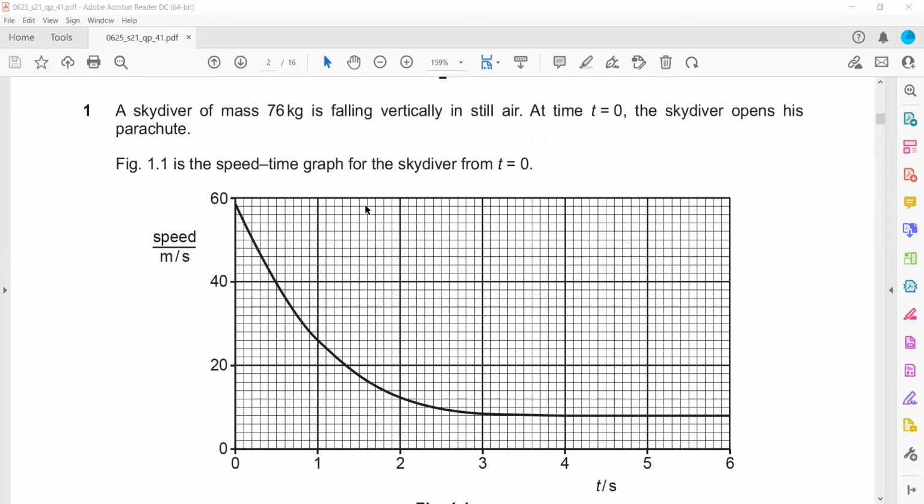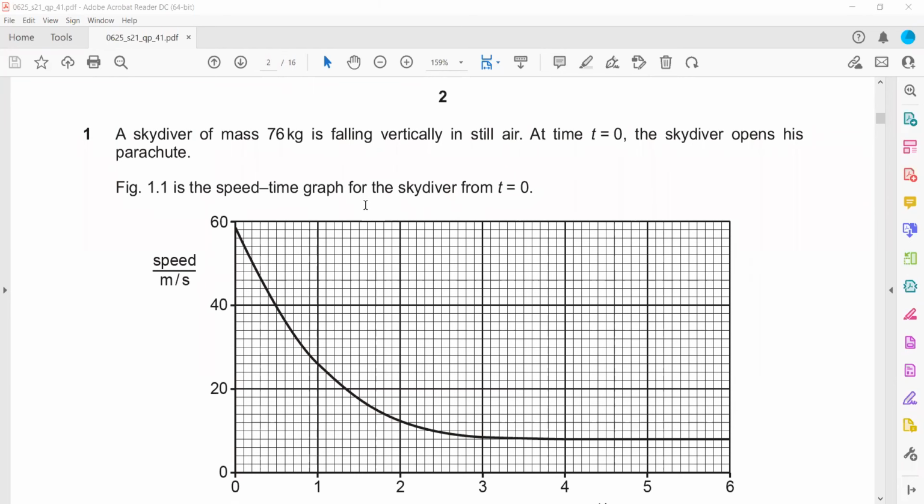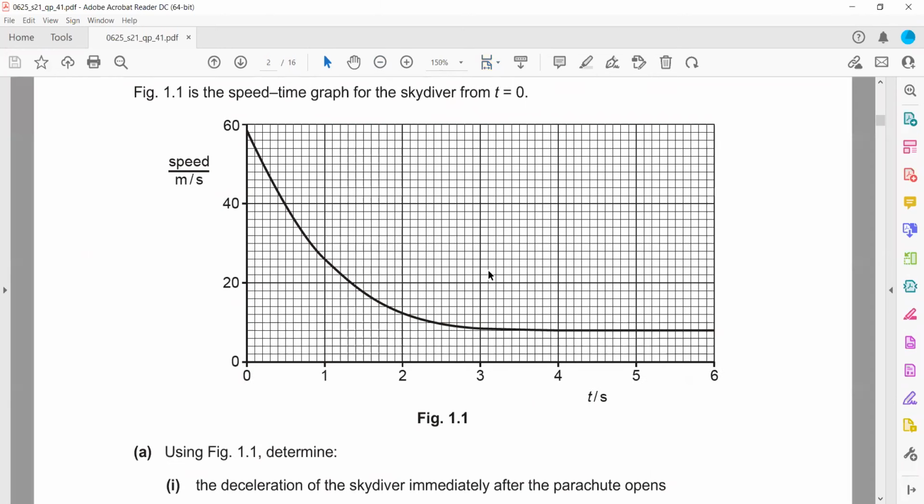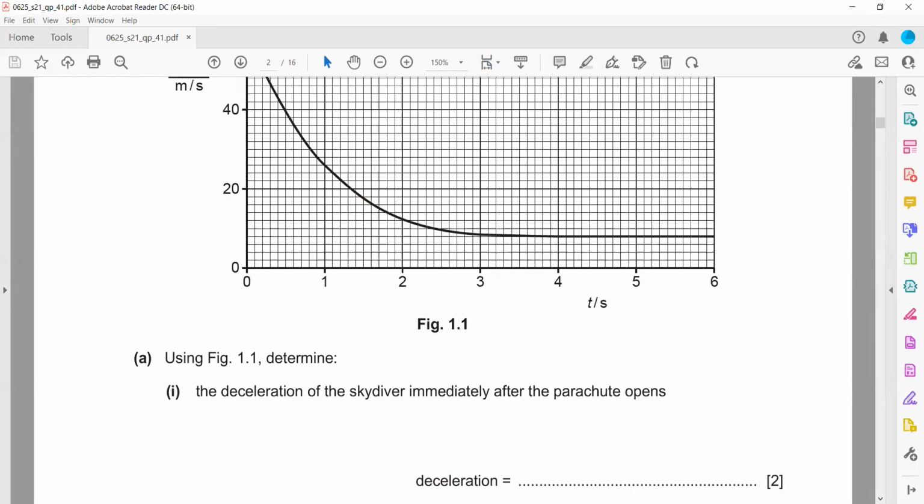76 kilograms is falling vertically in still air. At time t equals 0, the skydiver opens his parachute. The figure shows the speed-time graph for a skydiver from time t equals 0. Using figure 1.1, determine the deceleration immediately.